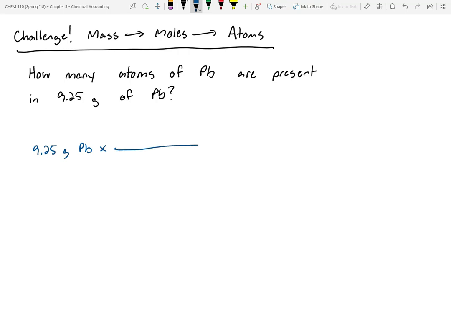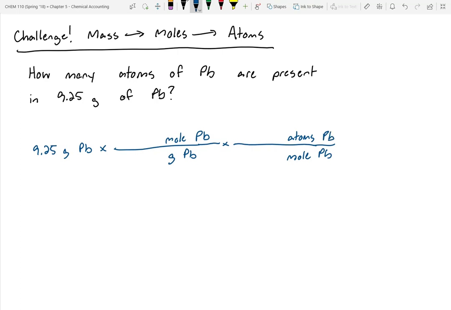We want to get rid of grams, so I'm going to put grams of lead on the bottom. And the only ratio we have for grams right now is grams to moles, right? We can't go grams directly to atoms. So I'm going to put moles of lead on the top. And I'm going to leave the numbers out right now. We'll fill in the numbers next. And now we want to cancel out moles of lead, and we want to get to atoms of lead.